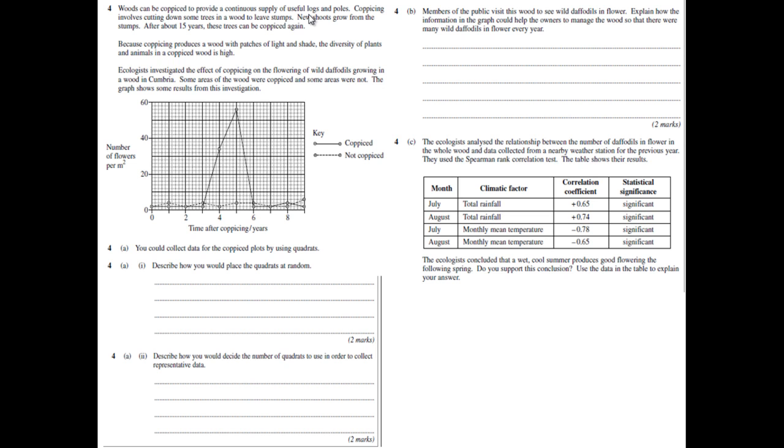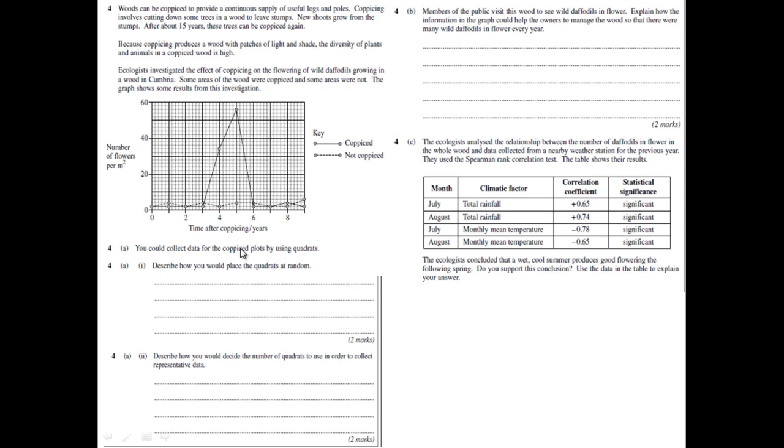Because coppicing produces wood with patches of light and shade, diversity of plants and animals in a coppiced wood is high. Ecologists investigated the effect of coppicing on the flowering of wild daffodils growing in a wood in Cumbria. Some areas of the wood were coppiced and some areas were not. The graph shows the results from this investigation. The dashed line is not coppiced, so no cutting down of trees, and the full line shows it being coppiced. You can clearly see here there's a spike with the coppiced version.